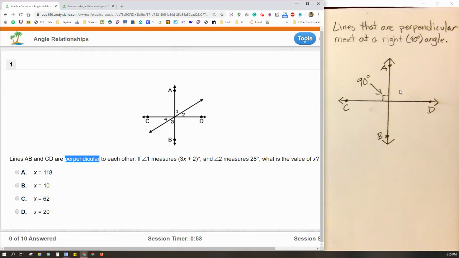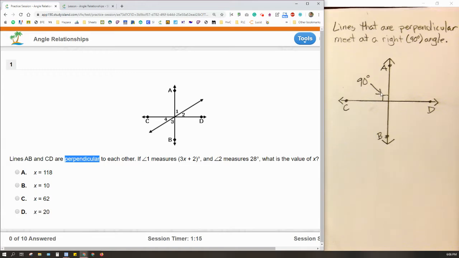So notice the little diagram I drew is the same one that's in the middle, except I only have lines AB and CD, and not the third line you see pictured here. Line AB and line CD meet at a 90-degree angle. That's what that little corner thing that I drew is. If you see that in a math diagram, that's the indicator for a right angle, and that's a 90-degree angle. Right angles are 90 degrees.